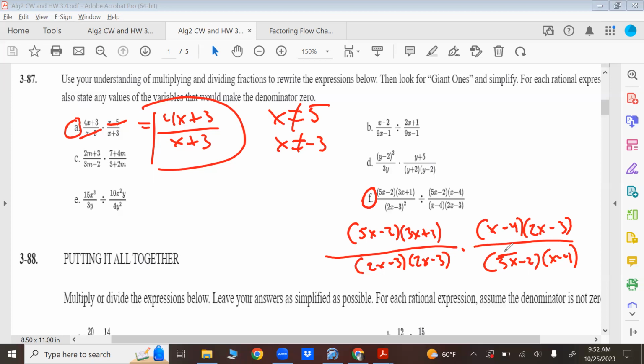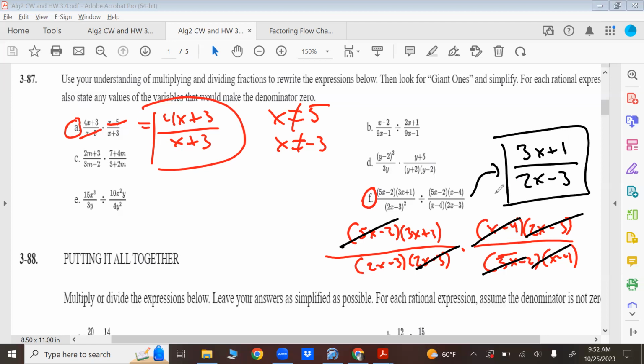You can cross off diagonally or top to bottom, because it's all multiplication. What can I cross off? 5x minus 2. Okay, anything else? Yeah, and what else? Yeah, totally. See? Now it looks more simple. So the final answer is going to be 3x plus 1 over 2x minus 3.